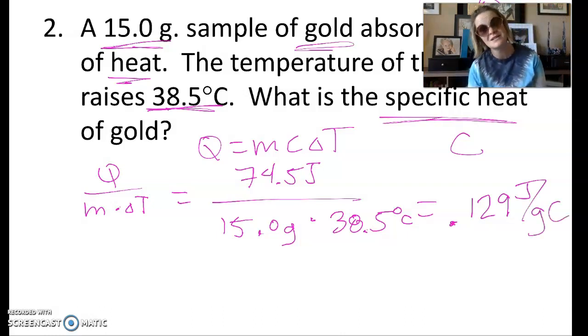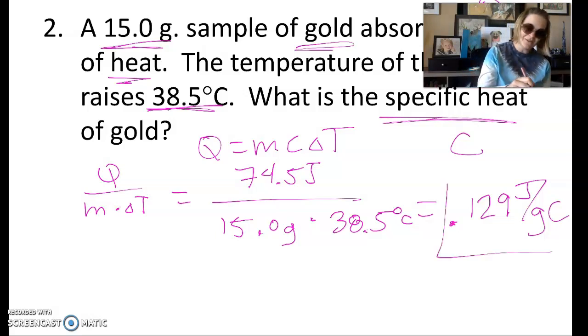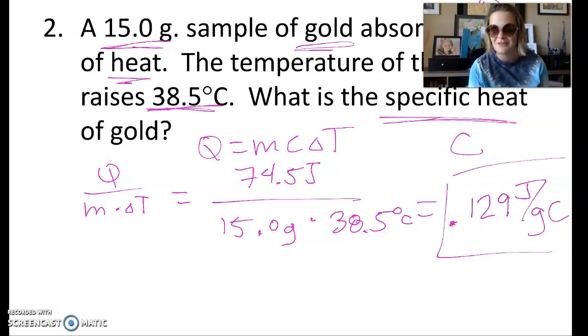And this makes sense. Gold is a metal, so it's going to have a lower heat capacity than water. And gold is actually a really good conductor of heat, so it'll have a pretty low one. So, feeling okay? Okay, what's the only way to get good at this? Practice. Okay, try the homework that's posted.